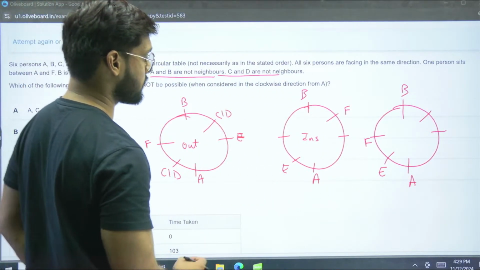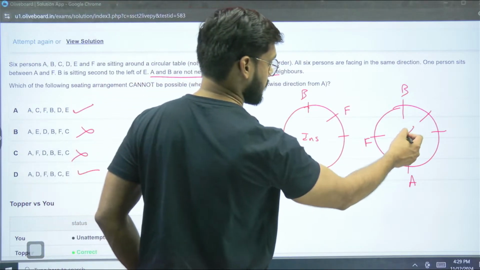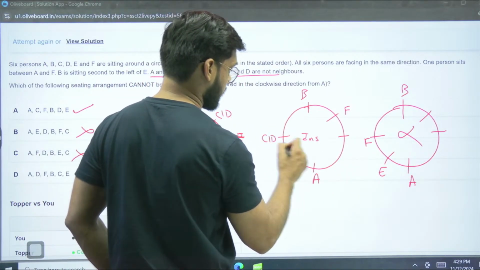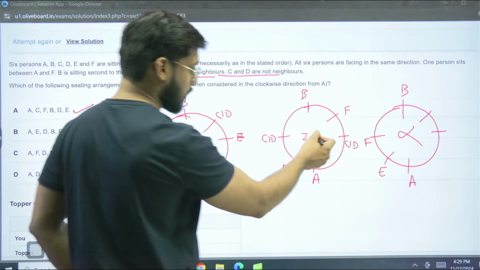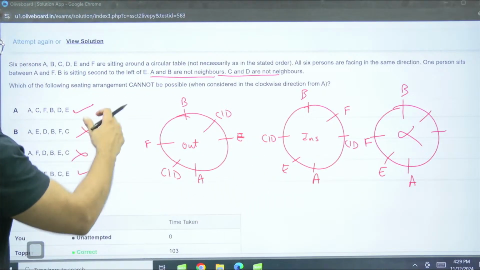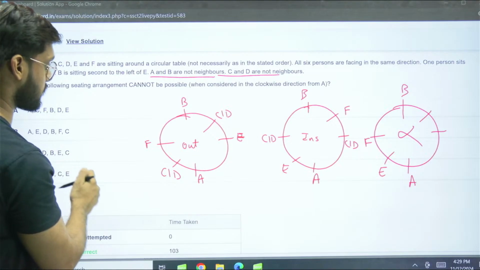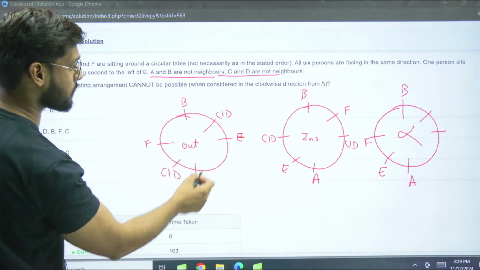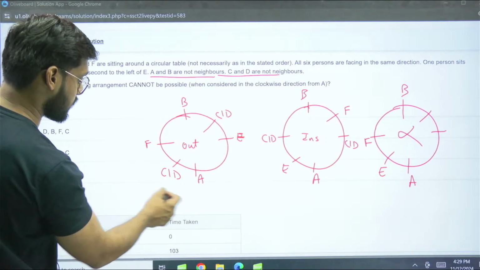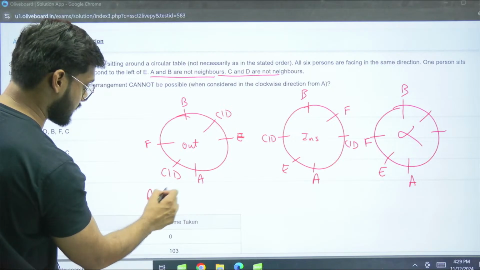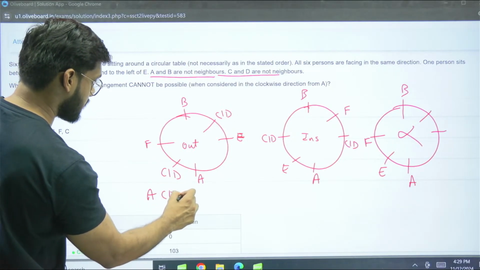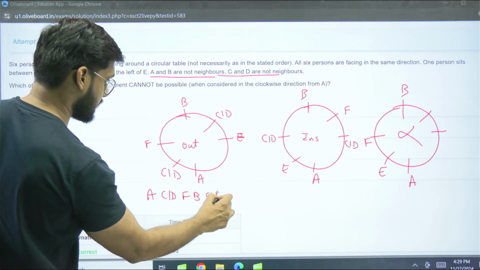C and D are not neighbors. So this case will be wrong, and C and D will come over here like this. So according to the inside and outside, let's see which of the following arrangements cannot be possible when considering the clockwise direction from A. From the clockwise direction from A, in the outside we will get A, CD, F, B, CD, E.